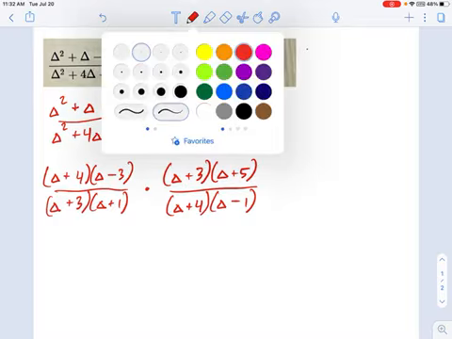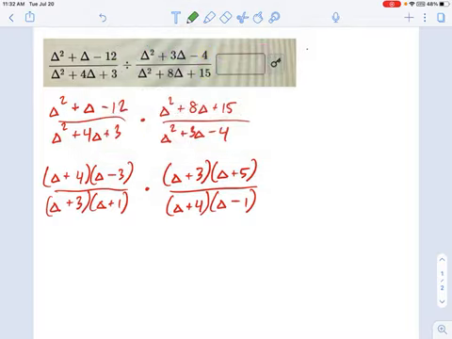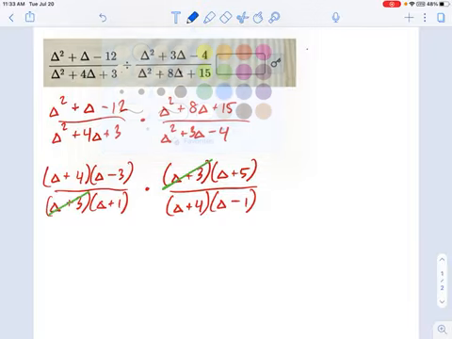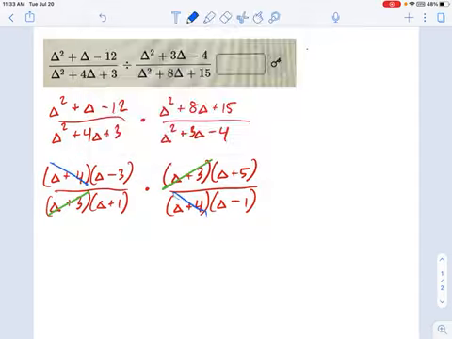And now we can go through here and try to find similar factors to cancel out from top and bottom. Just remember, everything you cancel out from the bottom has to have a matching term on top. Okay? And as long as you're matching, you are fine to do it this way. Delta plus 4 cancels out, and I think that's it. So our final expression is going to look like this.